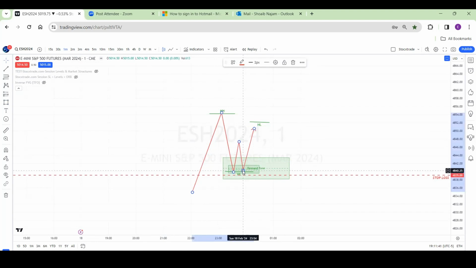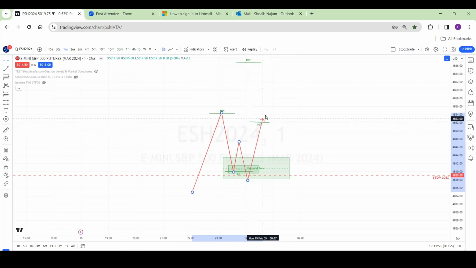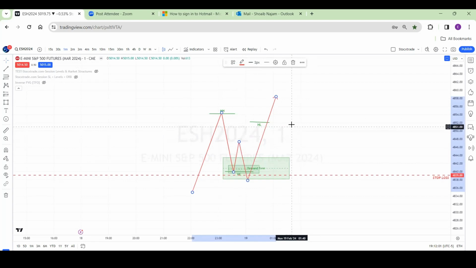But again, what can the market do? The market can sweep out your stop loss. The market will eat your stop loss and then go in the same direction you were thinking. So we need to take care of this stop loss. How can we take care of this stop loss?